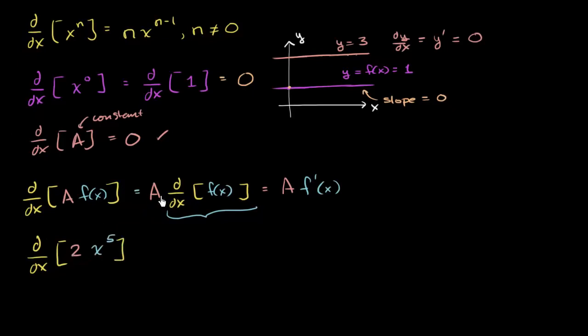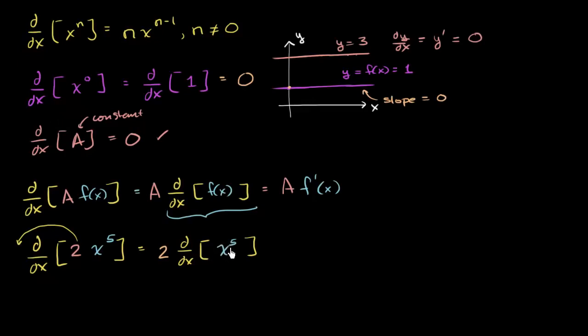Well, this property that I just articulated says this is going to be the same thing as 2 times the derivative with respect to x of x to the 5th. Essentially, I could just take this scalar multiplier and put it in front of the derivative. So this right here is the derivative with respect to x of x to the 5th.